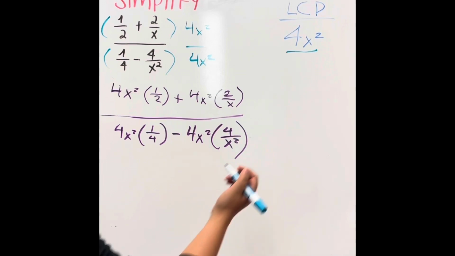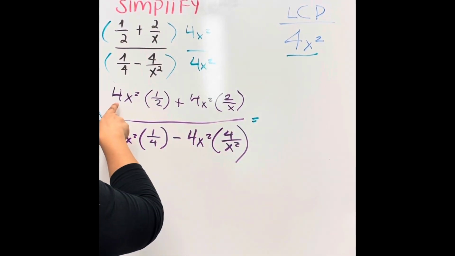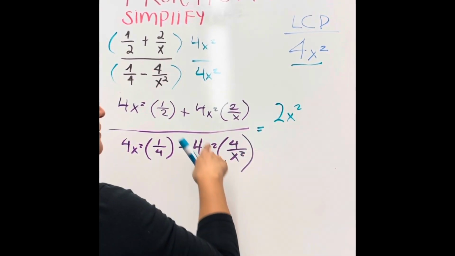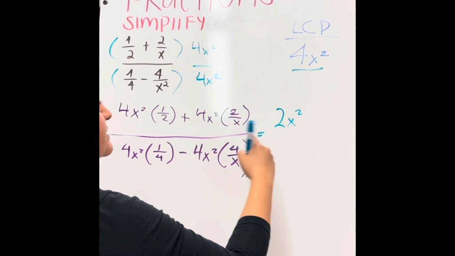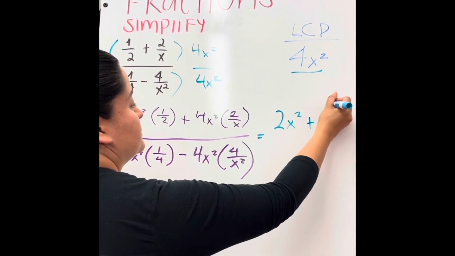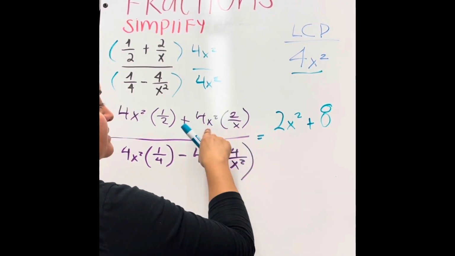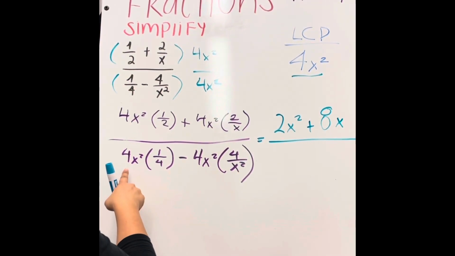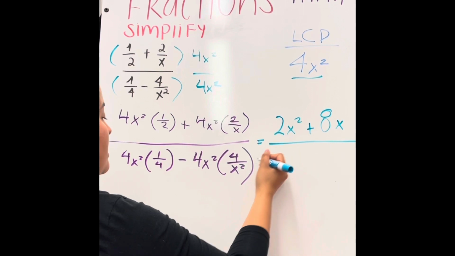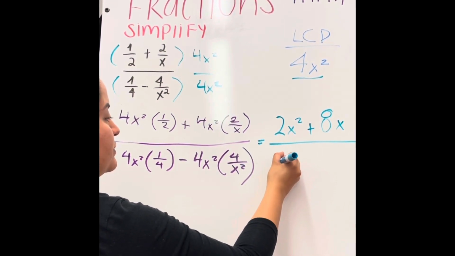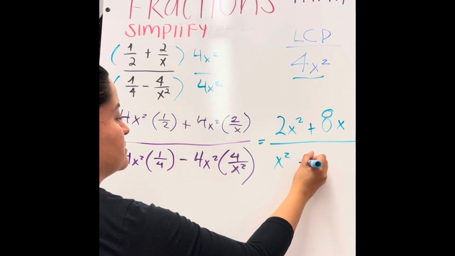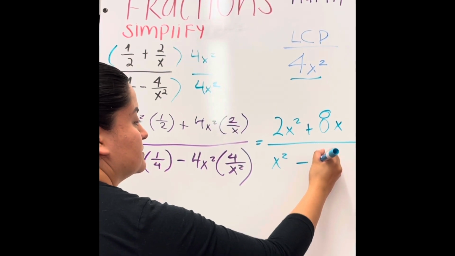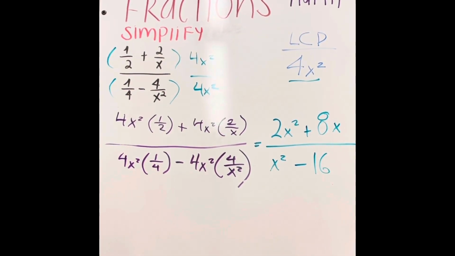Now we're going to solve this. 4x squared times half gives you 2x squared. 4x squared times 2 over x gives you 8x, since x squared divided by x gives you x. Over, right, now 4x squared times a quarter gives you 1x squared, but we'll put down x squared, minus 4x squared over x squared times 4 gives you 16, and the x squareds cancel each other.